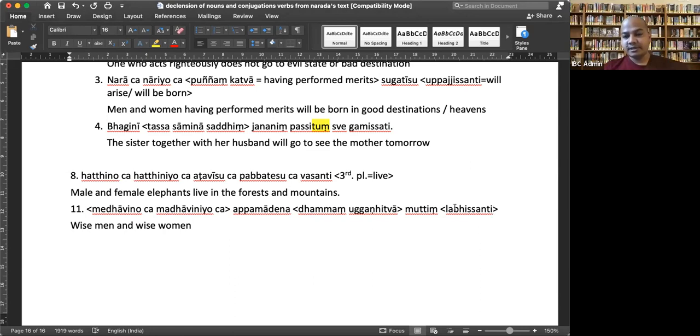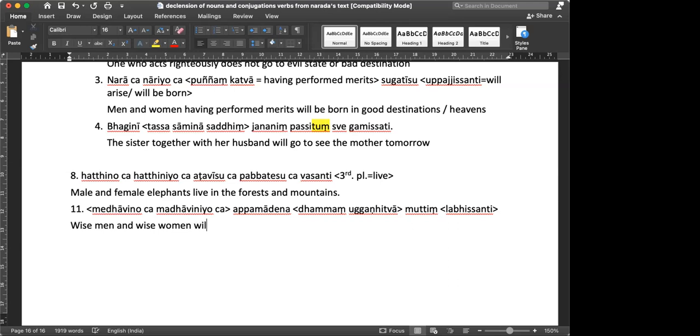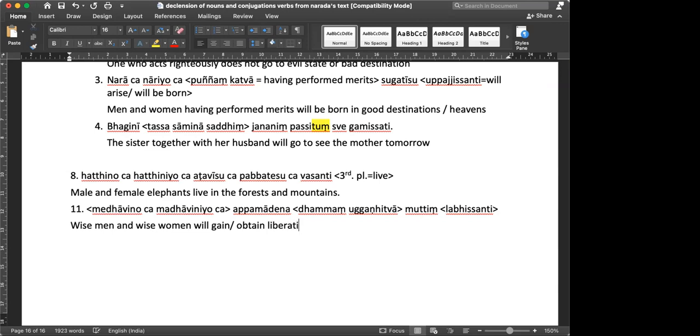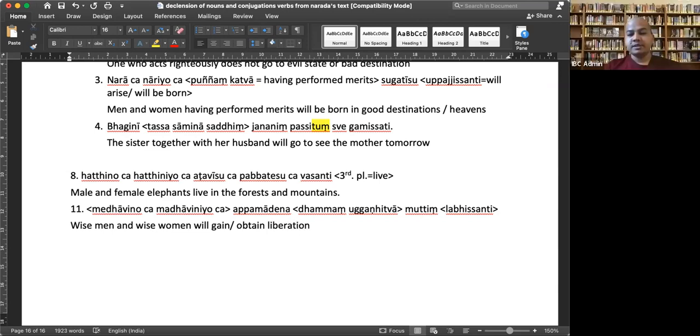Labhissanti is the main verb here. Muttim is the direct object of labhissanti. What is the meaning of labhissanti? Will gain or obtain. Muttim. What is the meaning of mutti? Liberation, freedom. Okay.